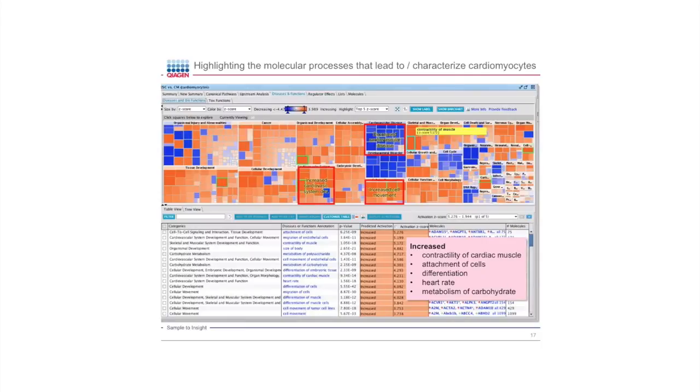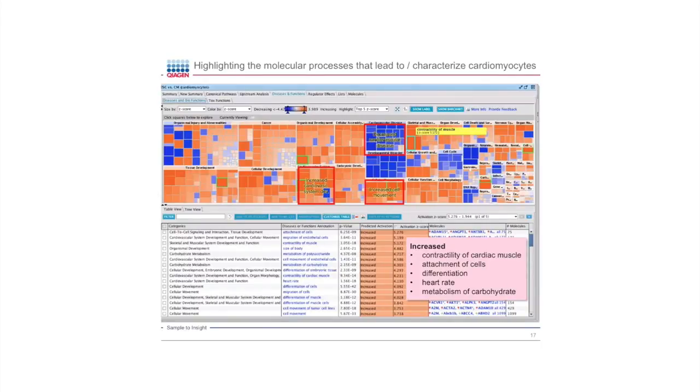Okay, this is a screenshot from IPA of what we call the downstream effects, which is in the diseases and functions tab of a core analysis. With this view, as I was saying before, you can really quickly get an overview of what's categorically being increased or decreased, like increased cell movement or increased cardiovascular system development, because almost all of these are orange, or decreased cardiovascular disease, because almost all of these are blue. Of course, that's at a high level. You can click on any of these and drill down and understand in detail which genes are driving those predictions.